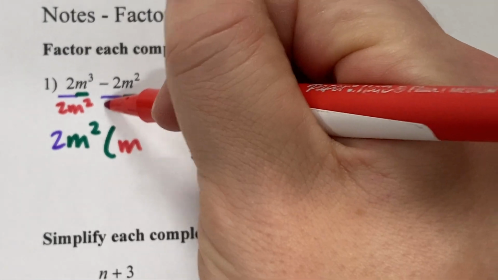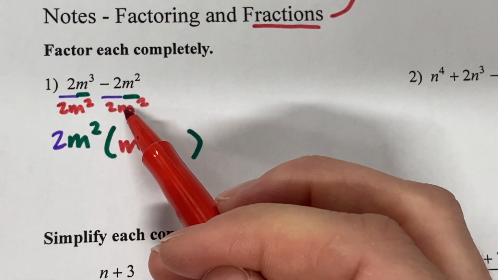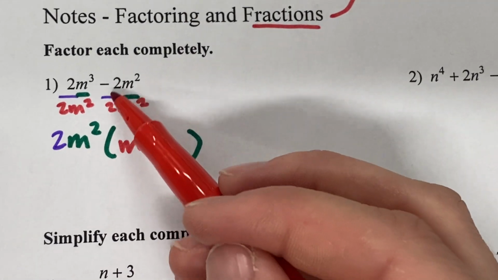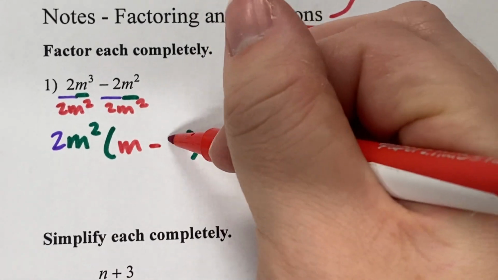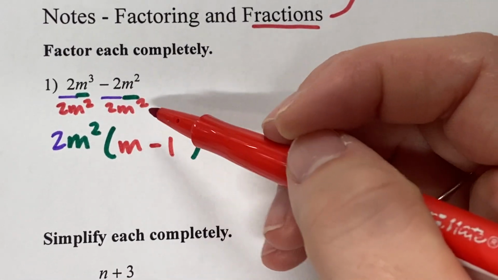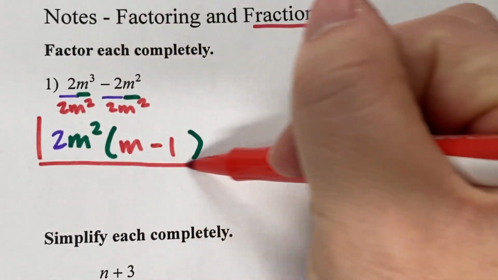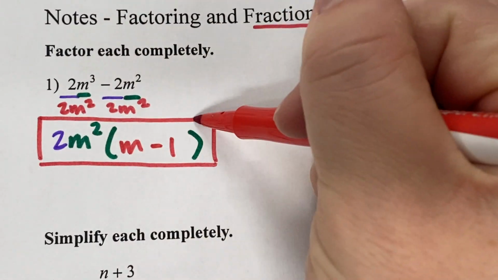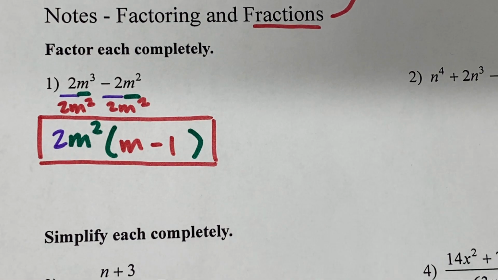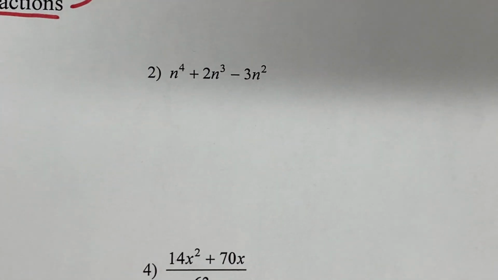Now I have -2m squared divided by +2m squared. -2 divided by +2 is -1. And then I had 2 m's, but then I divided 2 away, so I'm just left with that 1. So the final answer, factored, is 2m squared times (m minus 1). Beautiful.